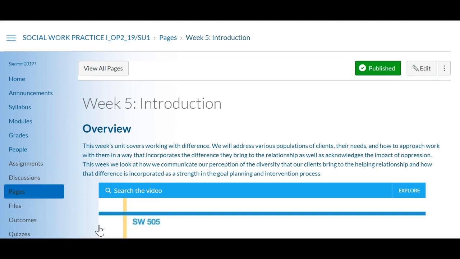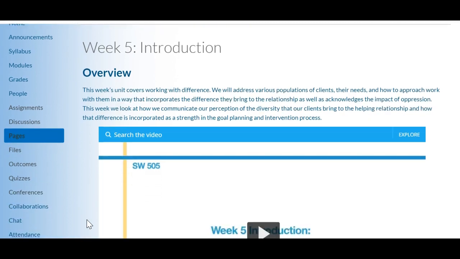This week we'll be looking at the issue of difference, looking at particular populations of clients, their needs, and how to approach work with them in a way that incorporates the difference they bring to the relationship, as well as acknowledges the impact of oppression. We'll look at how we communicate our perception of the diversity that our clients bring to the helping relationship, and how that difference is incorporated as a strength in goal planning and intervention.